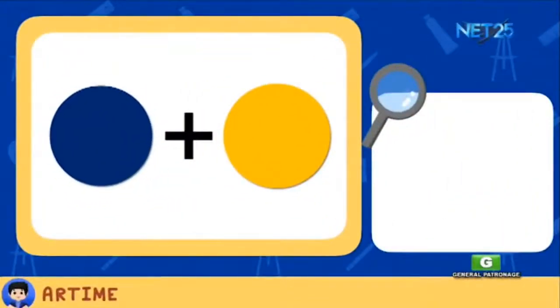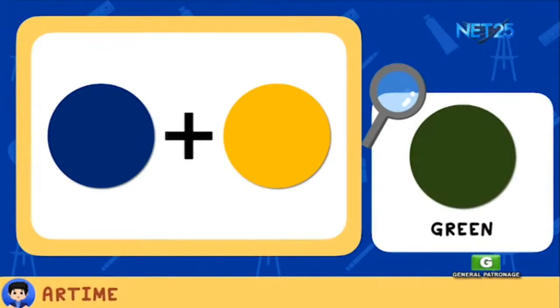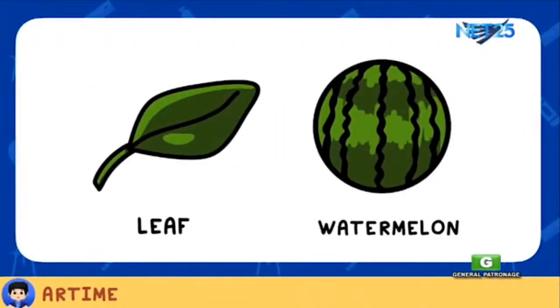If we mix the primary colors blue and yellow, what will we get? Yes, the color green. Objects that are usually green are a leaf and the outside of the watermelon.